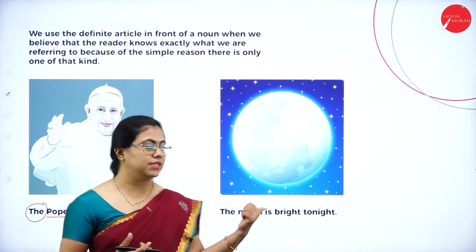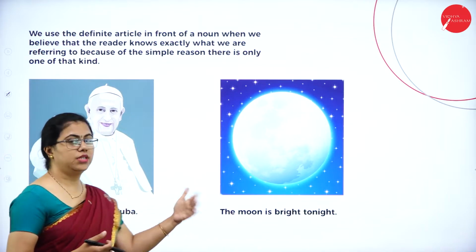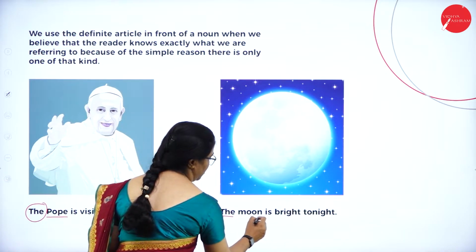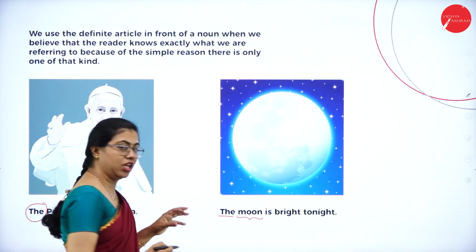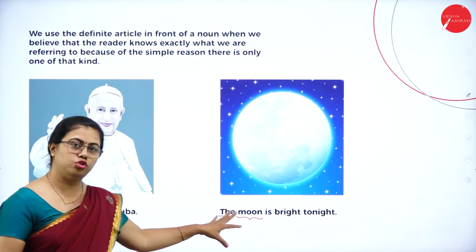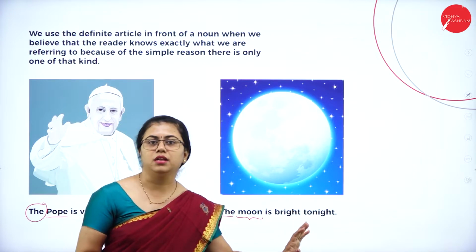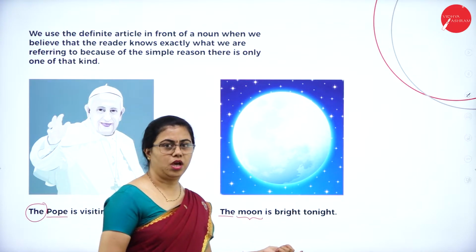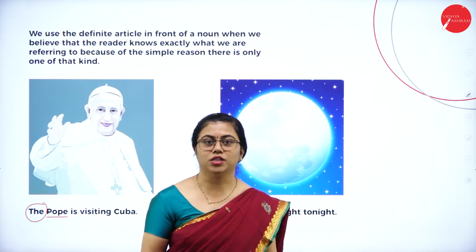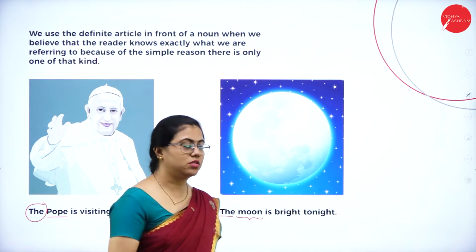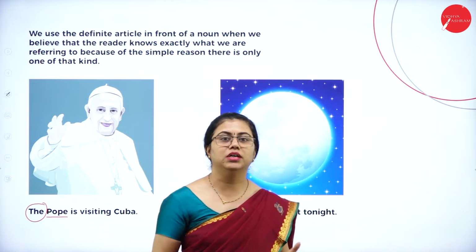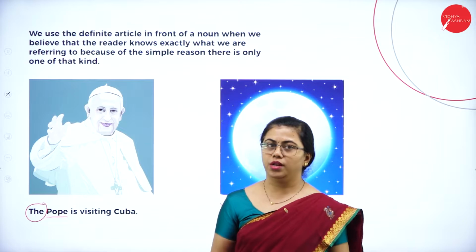So other than this, there is another example here. The moon is bright tonight. So here 'the' is something that I have used with a word that is very unique. How many moons do you have? You have only one, right? So that's why I have used 'the' along with moon. Anything I am referring to that is unique or the only one, at such times I use this definite article 'the'. So, the moon is bright tonight.